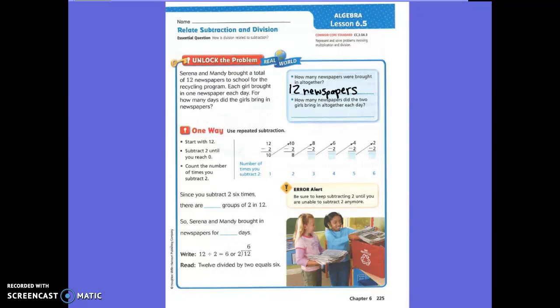And how many newspapers did the two girls bring in all together each day? One, well, but all together. Because one brought one. So if we had Wyatt and Alexander, they both brought one a day. That's still 2 a day, right? So all together, there's 2 newspapers a day. You just have to put 2 newspapers.